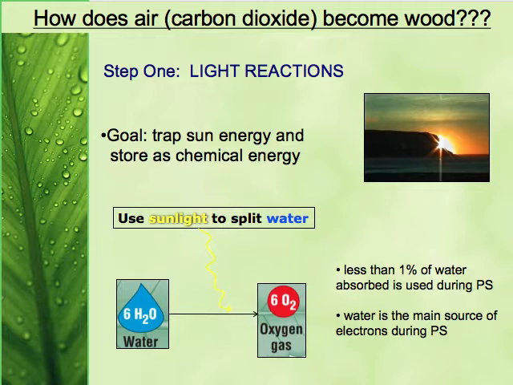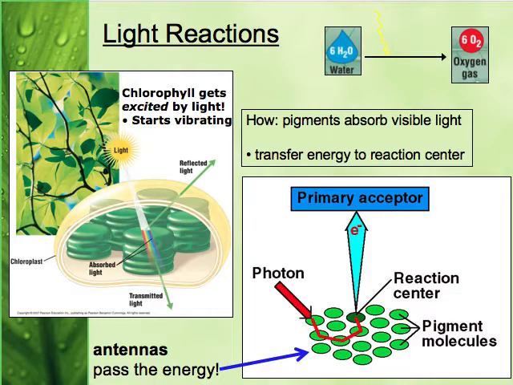Now, less than 1% of the water absorbed is actually used during photosynthesis. The rest of it just goes to other places in the cells where it's stored in vacuoles, or it just transpires out of the stomata into the atmosphere. This water is key, however, because water is the main source of electrons during photosynthesis as these energy transformations are happening. Recall the anatomy of a chloroplast.